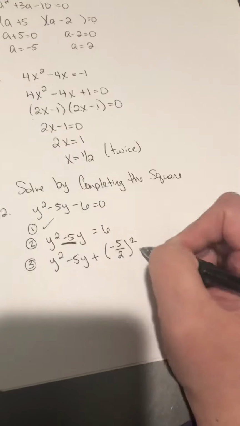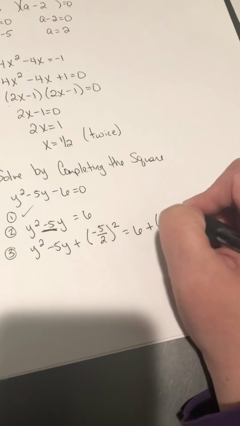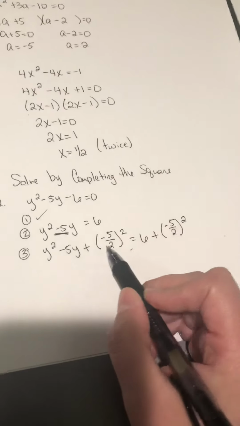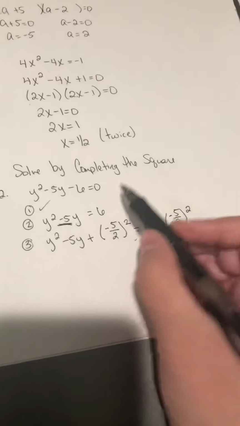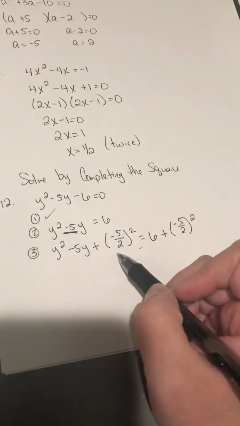And if I add that on the left, I have to also add it on the right, because then I'm not actually changing the equation. I'm changing it, but it's still equal. So I always write it this way. Some people go ahead and square it, so some people would go ahead and write 25/4, which is fine.